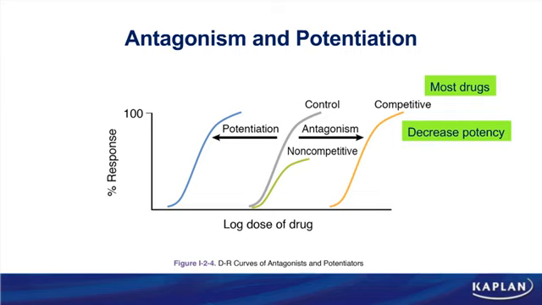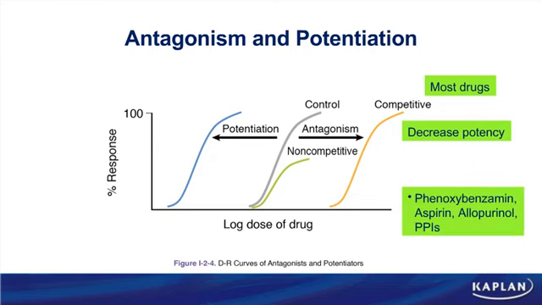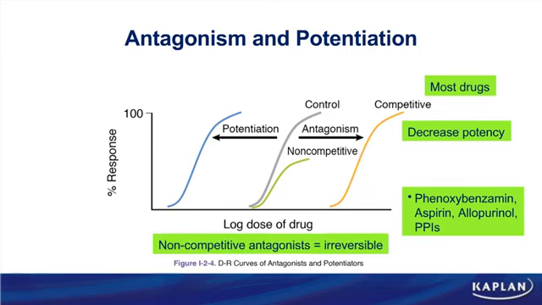Then look at the non-competitive antagonist. Examples of non-competitive antagonists are drugs like phenoxybenzamine, or aspirin, allopurinol, and proton pump inhibitors, and probably others that you can think of. The non-competitive antagonist, notice down at the bottom of my slide, reminds us that many times a non-competitive antagonist is actually binding irreversibly to the receptor. Competitive antagonists, on the other hand, those are reversible binding. They're going to reversibly inhibit the receptor.